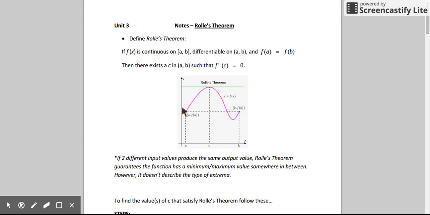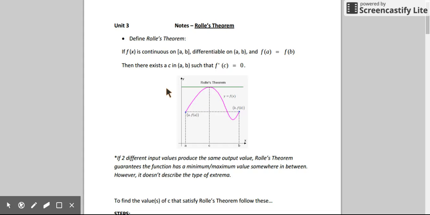You could also think of an object in motion. If something is starting at rest and then speeding up, getting to a maximum speed and then slowing back down and stopping, it must have reached the same speed at 2 different times, once when it was speeding up and again when it was slowing down.